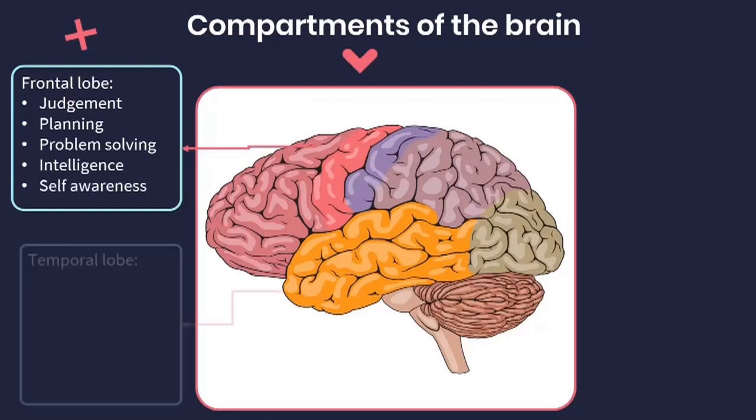The temporal lobe sits underneath the frontal lobes, with its left and right hemispheres sort of in line with the ears. The temporal lobe is the lower lobe of the cortex.